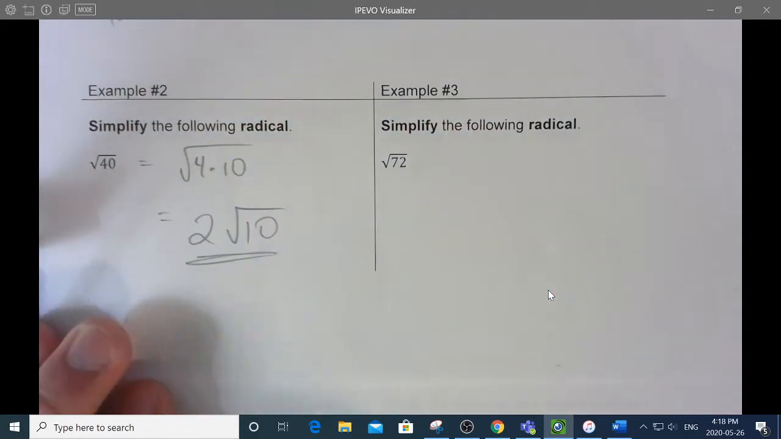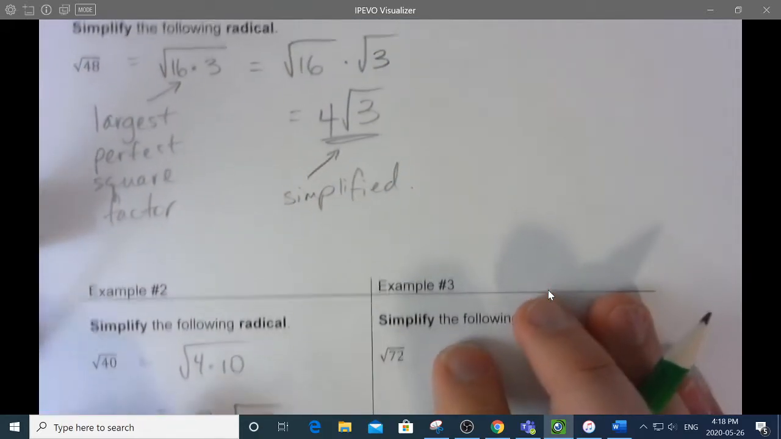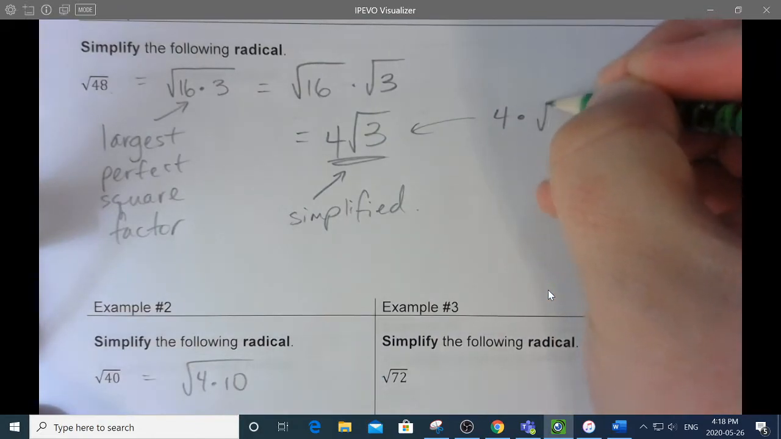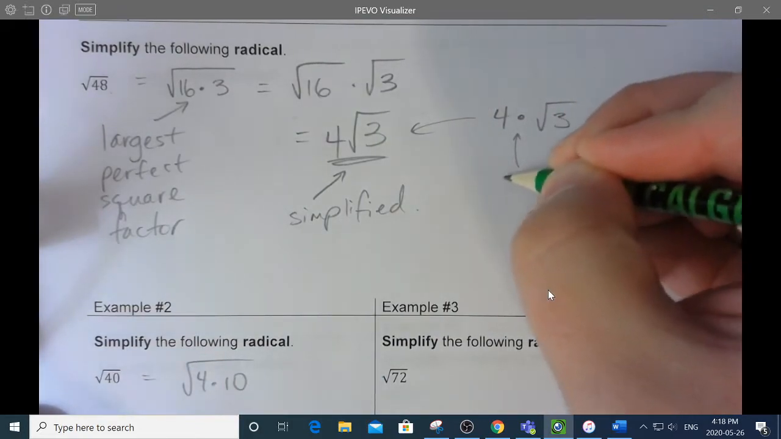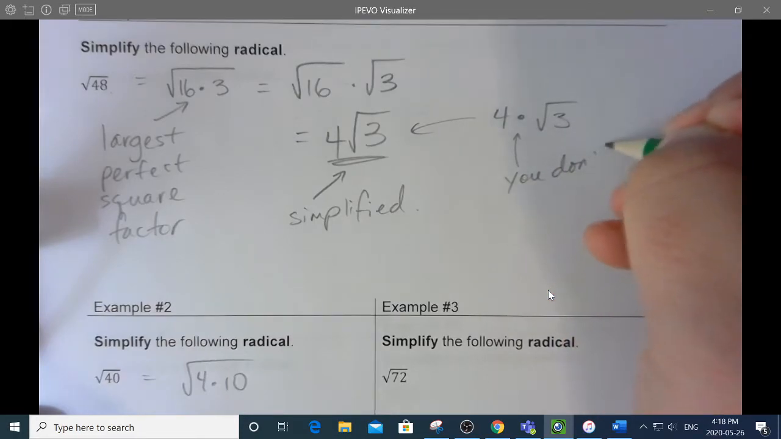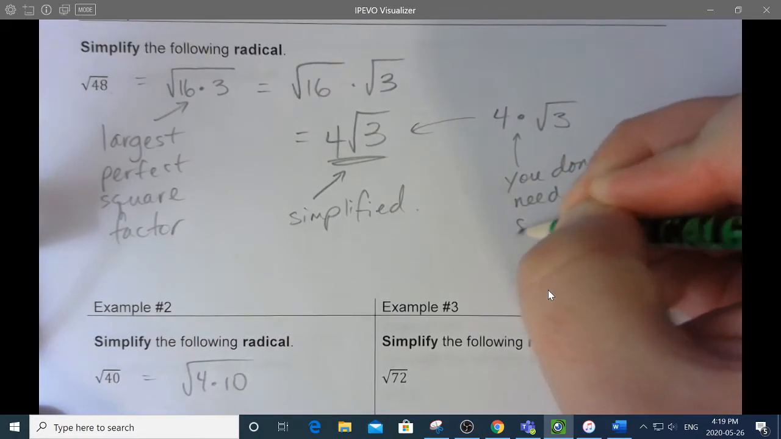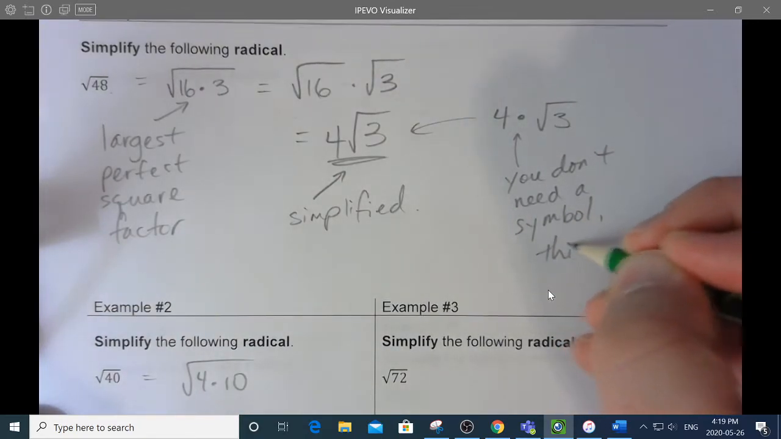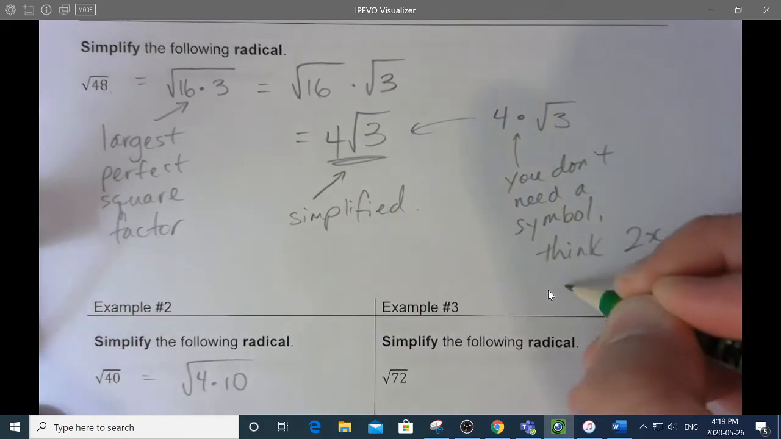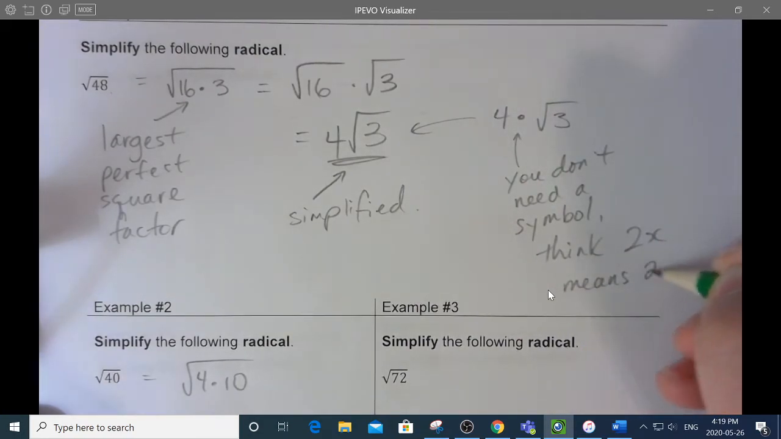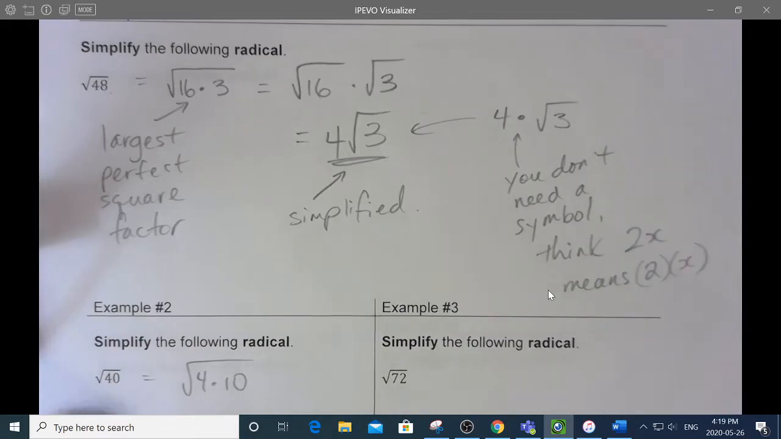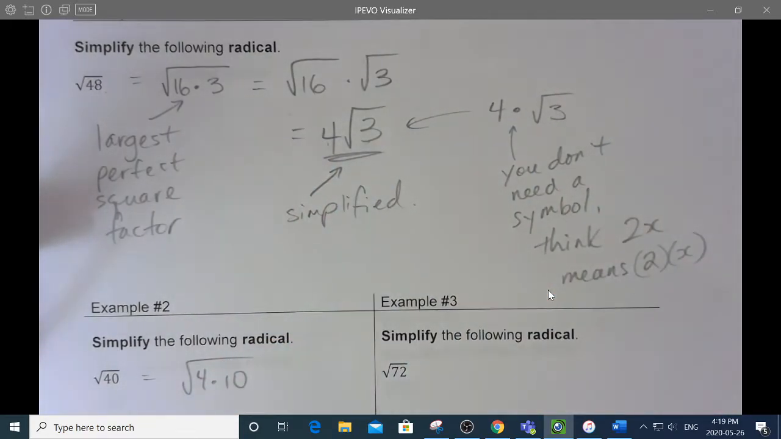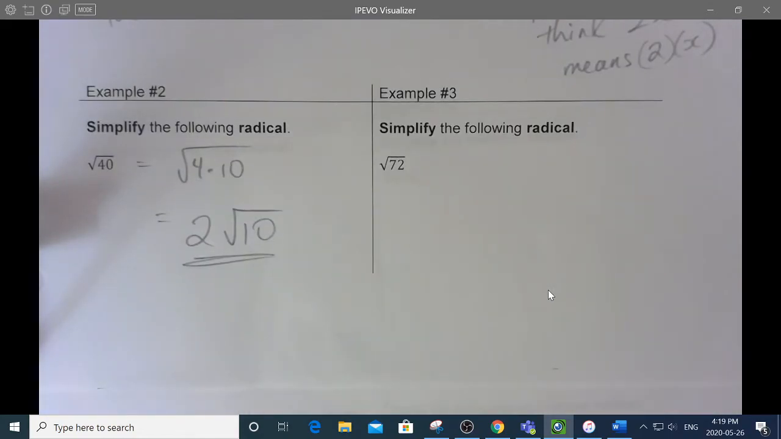Remember in math, maybe I'll put a note to this on here, remember that this means 4 times the square root of 3, and you don't need a symbol. In the same way, 2x means 2 times x, right? So you don't need symbols when you just go 4 root 3. You know that means 4 times the square root of 3. And this one is 2 times the square root of 10.